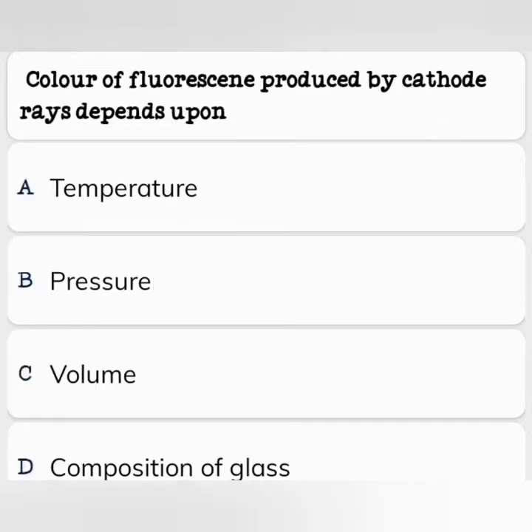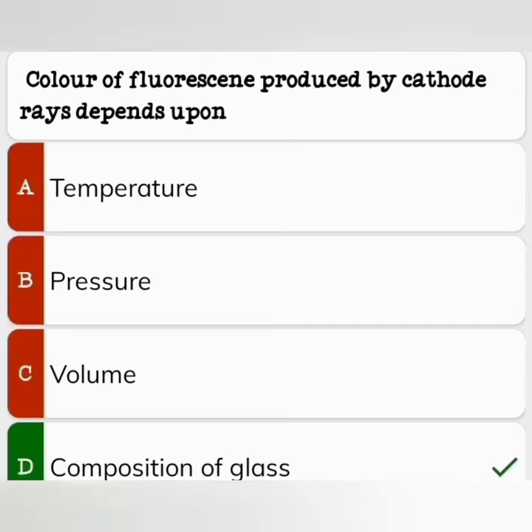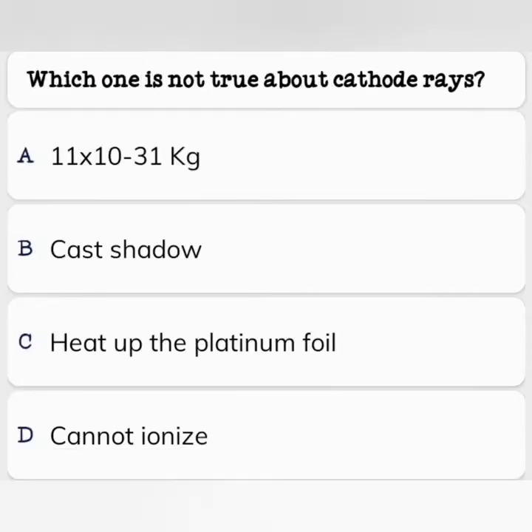Color of fluorescence produced by cathode rays depends upon A. temperature, B. pressure, C. volume, D. composition of glass. Yes, so the right option is D, composition of glass.